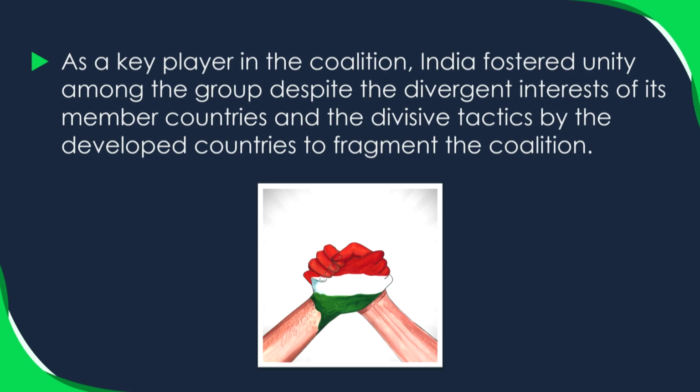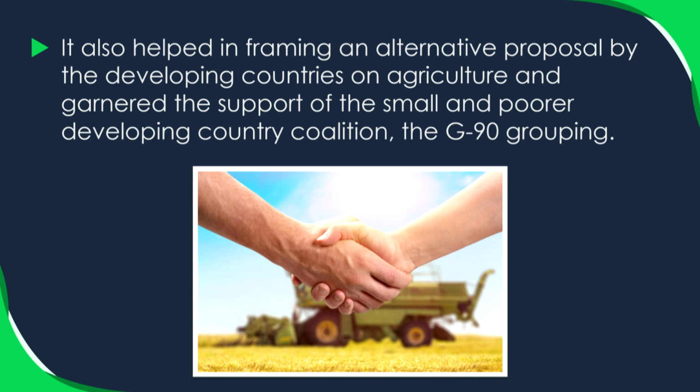As a key player in the coalition, India fostered unity among the group despite the divergent interests of its member countries and the divisive tactics by the developed countries to fragment the coalition. It also helped in framing an alternative proposal by the developing countries on agriculture and garnered the support of the small and poorer developing countries coalition, the G90 grouping.